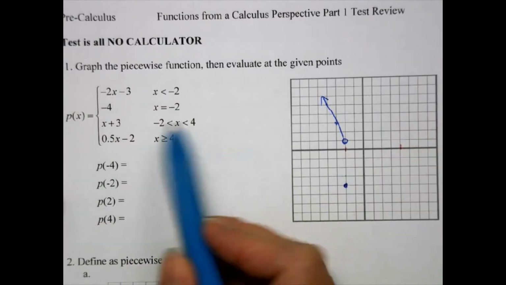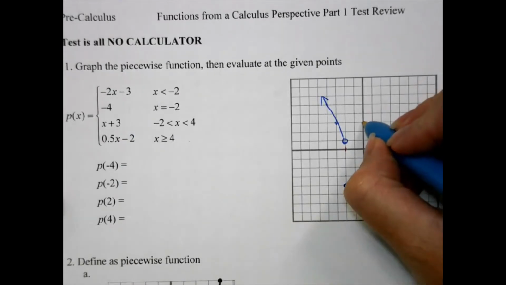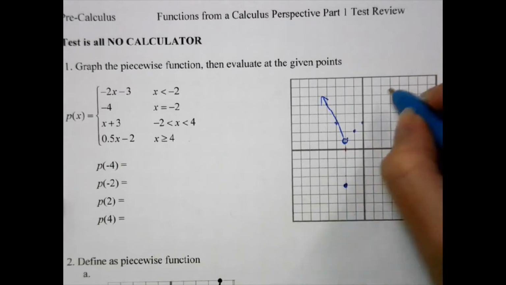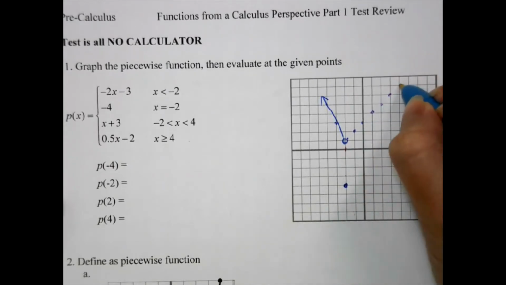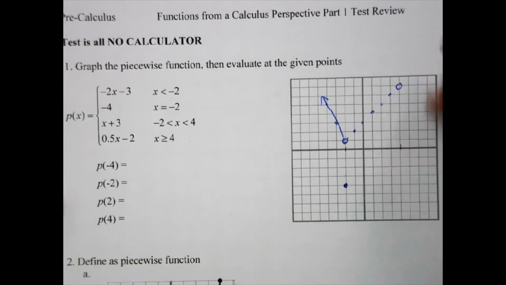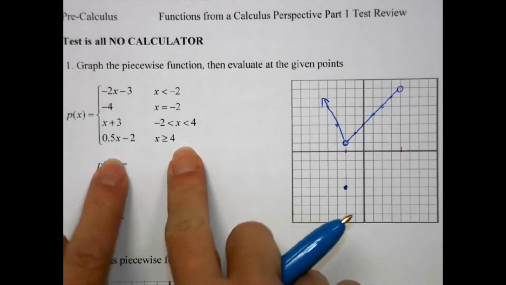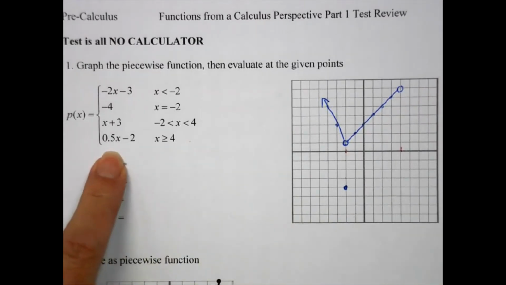From -2 to 4, we have x plus 3. So y-intercept of 3, and then a slope of 1. So it's actually going to end there. 2, 3, to 4 with an open dot. And then 1/2 x minus 2 when x is greater than 4.